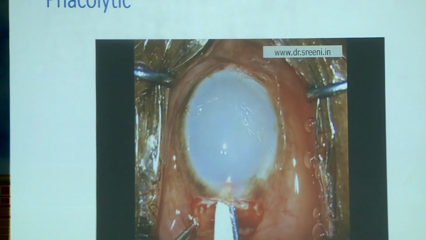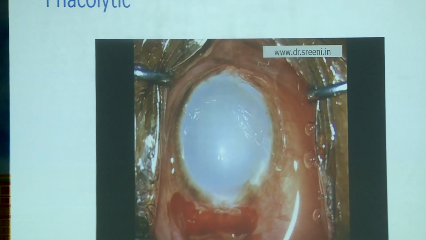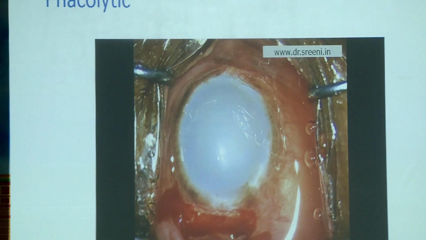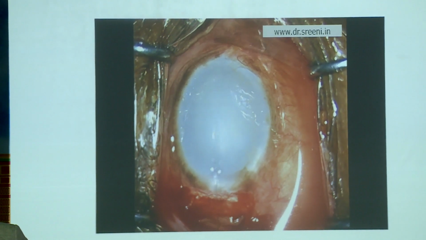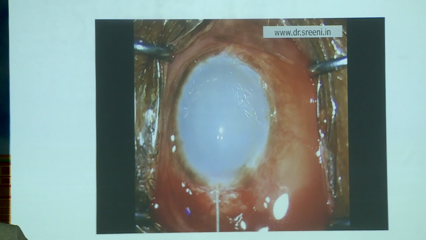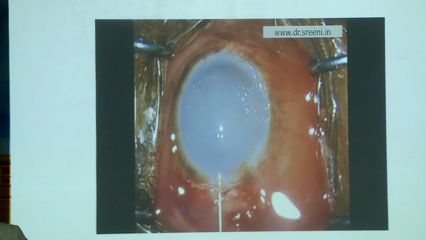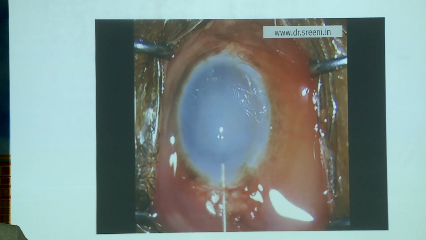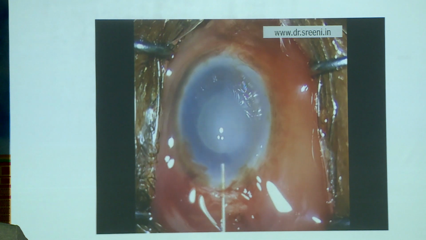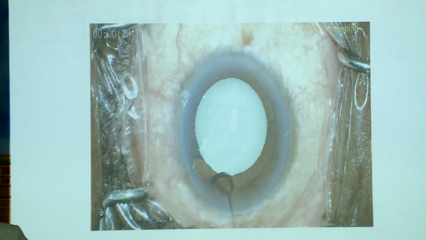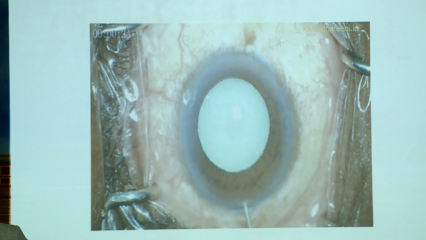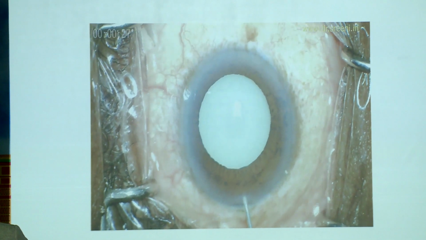So, this is a case of phacolytic glaucoma. You can see all the leaked lens matter material in the anterior chamber. Once you wash it off, you will see the dense brown nucleus underneath. So this is another problem. See, this is another case of phacolytic glaucoma.